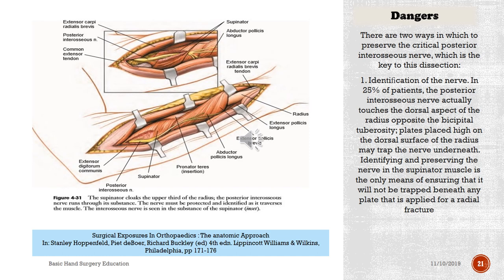In 25% of patients, the posterior interosseous nerve actually touches the dorsal aspect of the radius opposite the bicipital tuberosity. Plates placed high on the dorsal surface of the radius may trap the nerve underneath. Identifying and preserving the nerve in the supinator muscle is the only means of ensuring that it will not be trapped beneath the plate that is applied for the radial fracture.